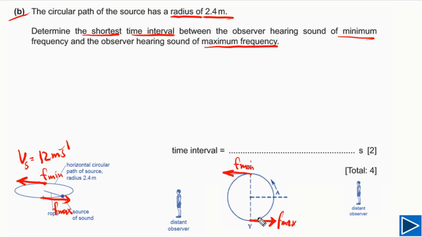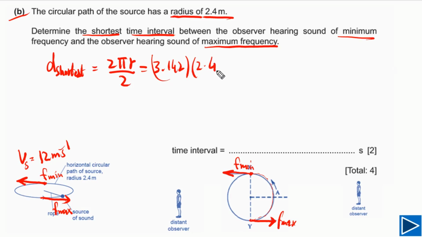Now if we can find the shortest distance between these 2 points, then we can simply divide by velocity, mean the speed of source, and we can find the shortest time interval. First of all, let's try to find out shortest distance, mean the shortest distance between 2 points, and the shortest distance is simply equal to 2 pi r divided by 2, or simply we can say this is 3.142 multiplied by the radius. Radius is 2.4.